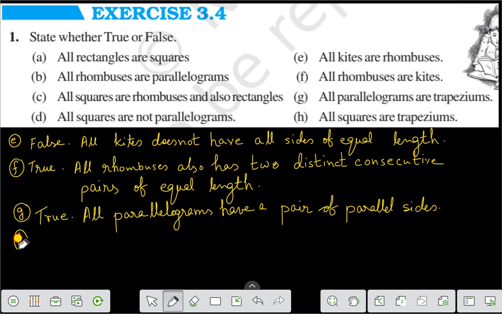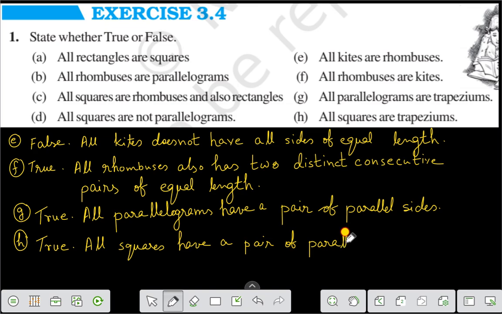H. All squares are trapeziums. That is also true, because all squares have a pair of parallel sides.